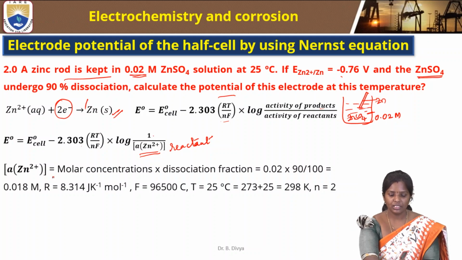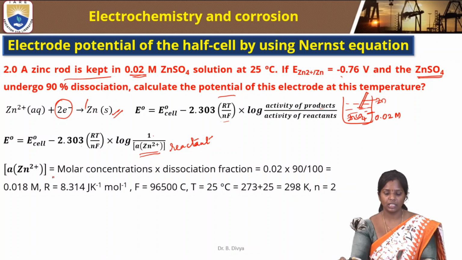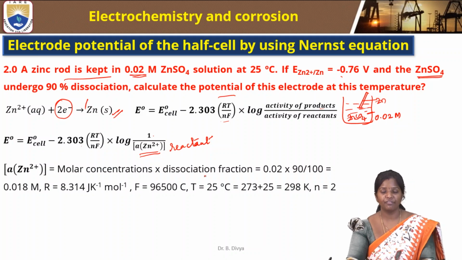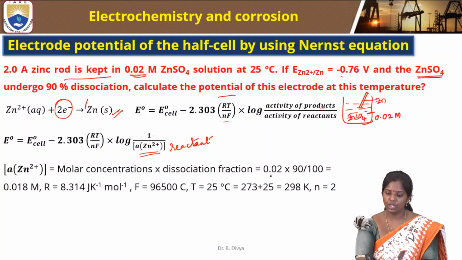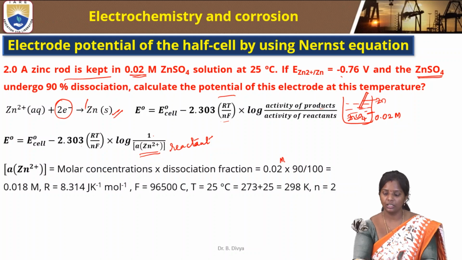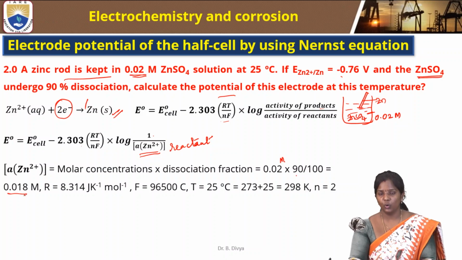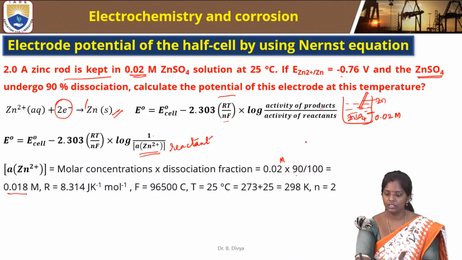How is this activity calculated? Taking into consideration the molarity, the molar concentration into the dissociation fraction will give the activity of that particular metal ion. So 0.02 molar into 90 by 100. It is given in percentage, so we are converting it into a fraction. 90 by 100 gives rise to 0.018 mole. So now the concentration is 0.018 mole.